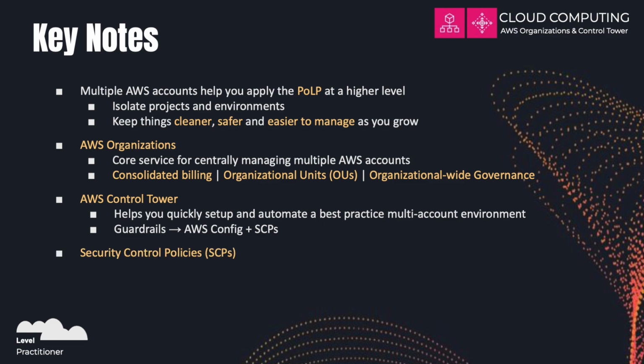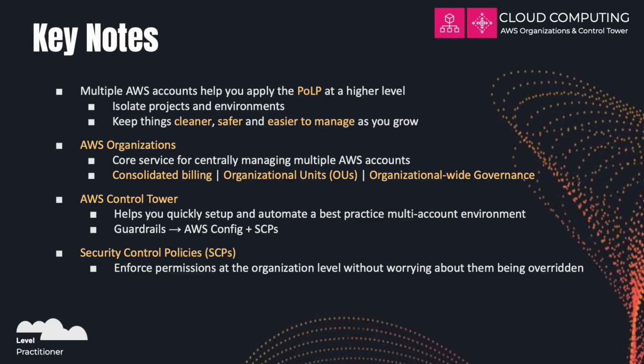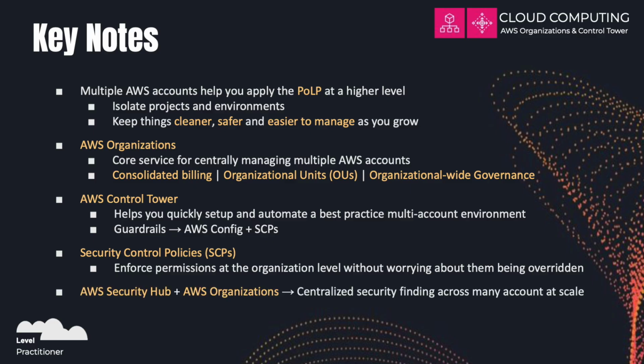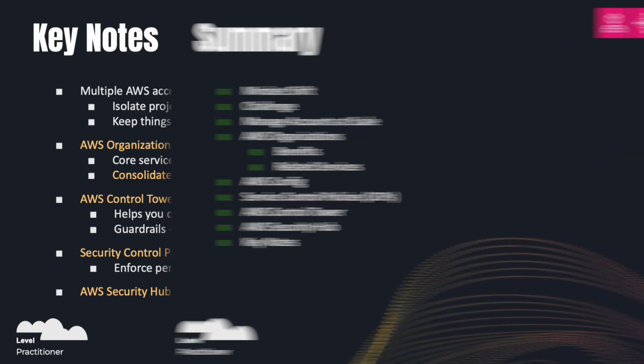And SCPs are a key component of this setup, allowing you to enforce permissions at the organizational level without worrying about them being overridden. And lastly, AWS Security Hub, together with AWS Organizations, gives you centralized security findings and visibility across many accounts, so you can see your overall security posture in one single place.